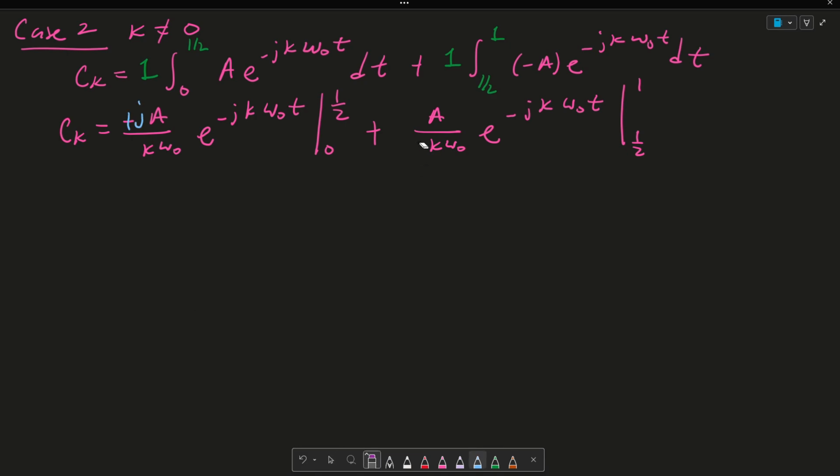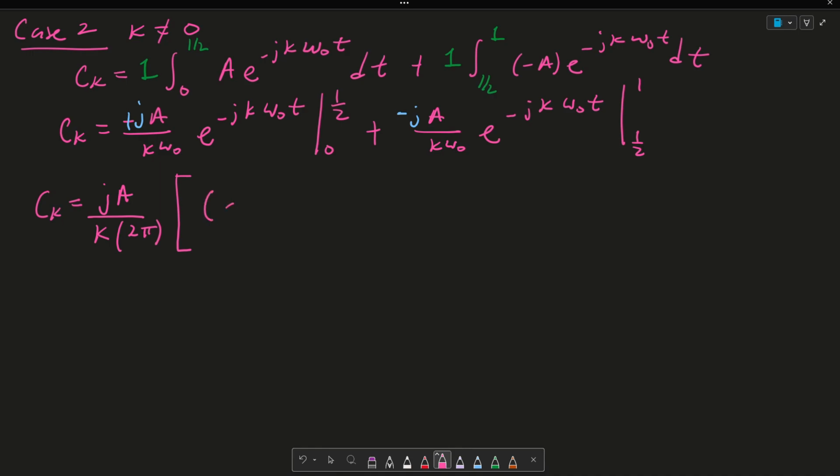I'm going to bring this j to the top, so then this becomes a negative. And what I'll do here, next step, is say that ck is then equals to ja over k. And we know that omega naught is 2 pi over t. So t is 1, so then this becomes just 2 pi. So then I'm going to replace omega naught with 2 pi as I keep going.